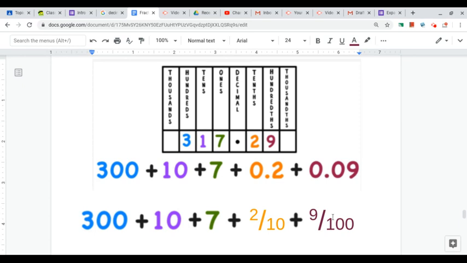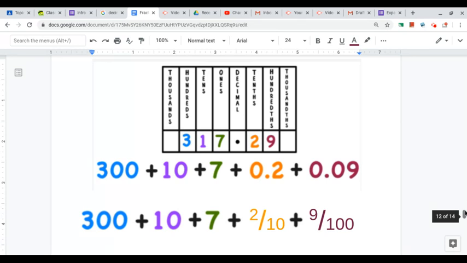Our 9 hundredths, and we read it the same way as the decimal, 9 hundredths. That's where the 9 is. It's in the hundredths place. We have 9 out of 100 or 9 hundredths. And 2 zeros, you'll notice 2 spots after the decimal.